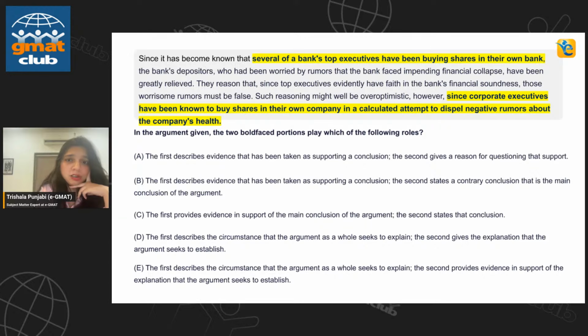In B, the second boldface says the reason for questioning that support, which is correct. It's not a conclusion. B says the second states a contrary conclusion. Again, that's not something that we are doing, because we already know that the conclusion is that such reasoning might well be over optimistic.